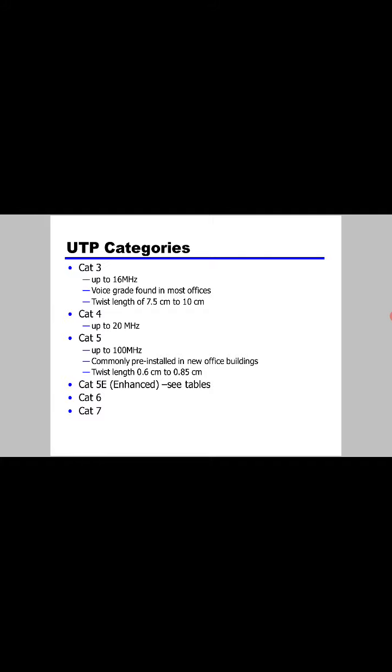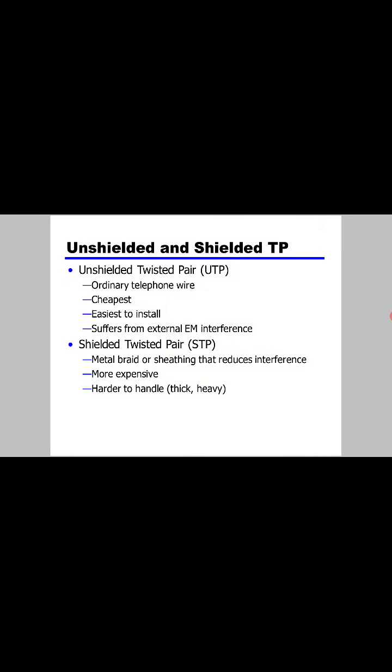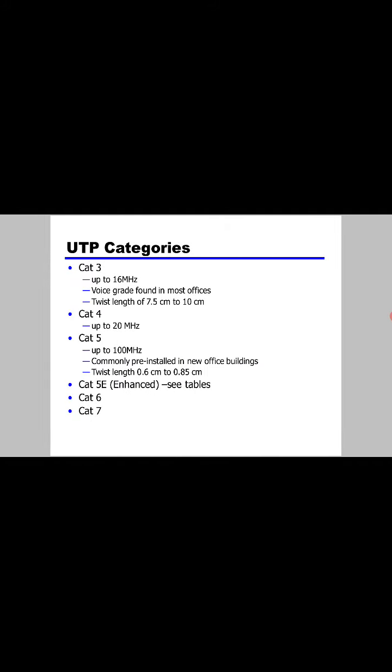So, UTP categories, meaning unshielded twisted pairs. They are generally of different categories: Cat 3 cables, Cat 4 cables, Cat 5, Cat 6, Cat 5e, Cat 7. Cat 3 means up to 16 megahertz transmission speeds are used, and the twist length is 7.5 centimeters to 10 centimeters. And Cat 4 means up to 20 megahertz. Cat 5 means up to 100 megahertz.